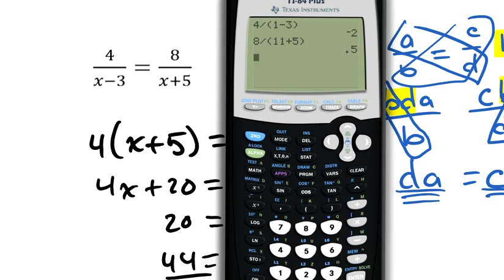Oh, I see why this is a failure on my part. I didn't enter 11 for the first one. That needs to be 4 divided by the quantity of 11 minus 3. And when I do that, you can see I get 0.5.